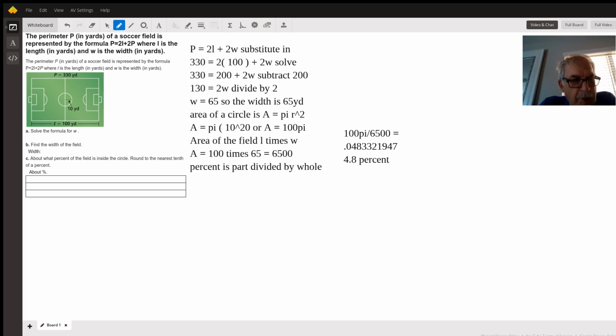So that's the answer for A. Then when you think about it, W stands for width, so the width is 65 yards.